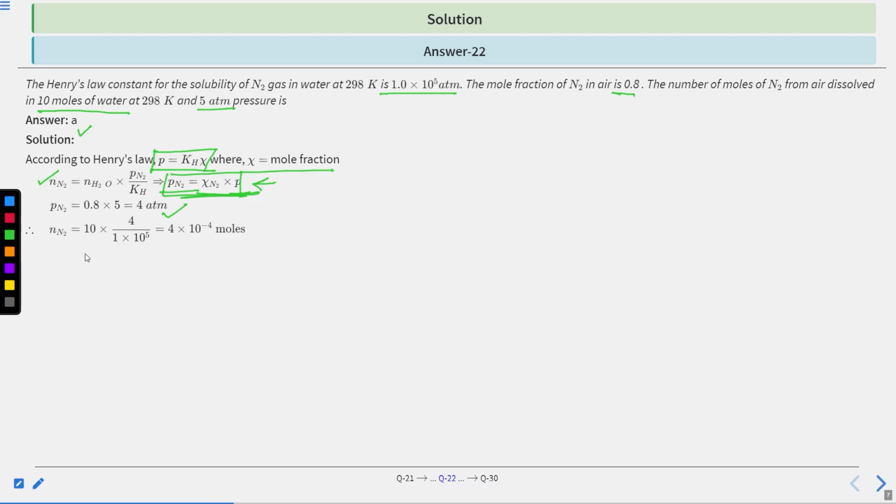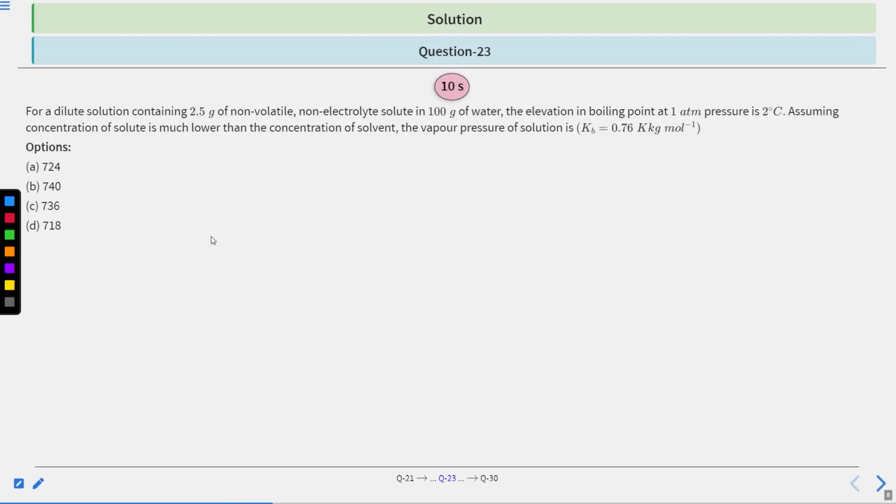So on solving this fraction, we have moles of nitrogen as 4 into 10 to the power minus 4 moles. Hence, option A is the correct answer. Okay. Let's move to question number 23.